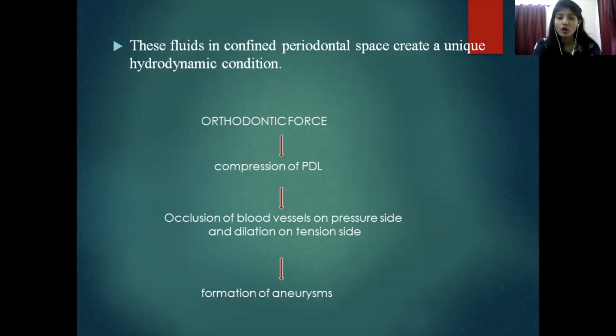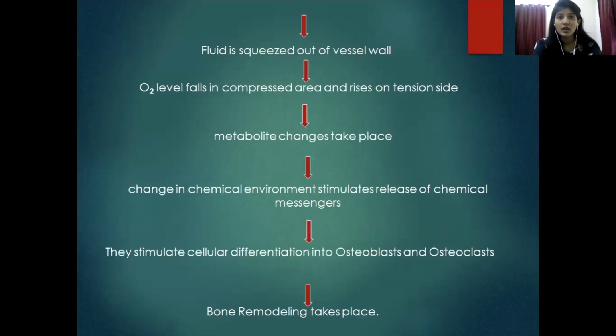Then there is formation of aneurysm. The fluid is squeezed out of the cell wall on the pressure side. The O2 levels are going to fall in the compression area and rise in the tension area, as there is an increase in surface area on the tension side. Metabolite changes are going to take place. The changes in the chemical environment stimulate the release of chemical messengers.